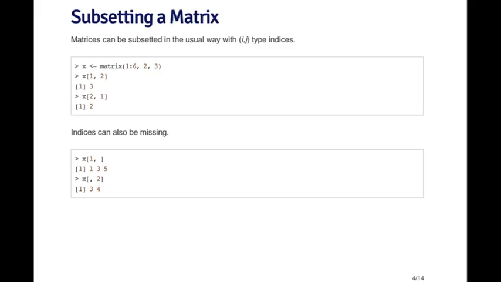You don't have to always specify both indices when subsetting a matrix. So for example, if I say X[1, ] and then blank for the second index, that notation indicates that I want the first row of the matrix, in which case this is a vector 1, 3, 5. If I wanted the second column of the matrix, I could just leave the first index blank and say X[, 2], and that gives me the second column, which is 3, 4.